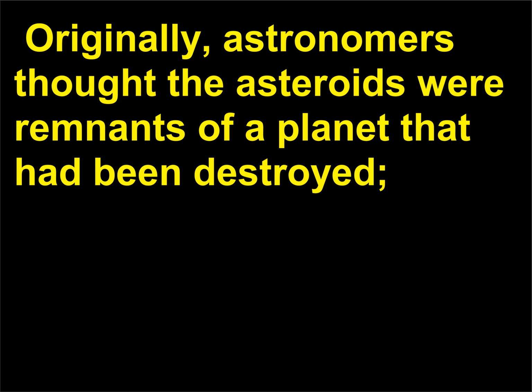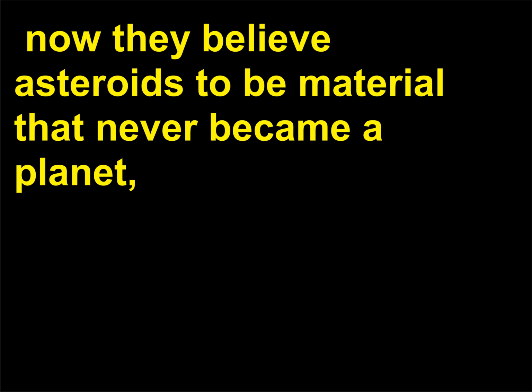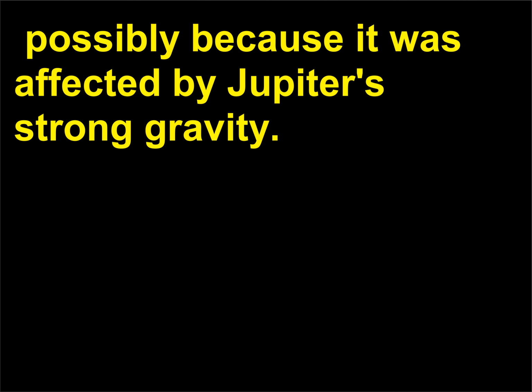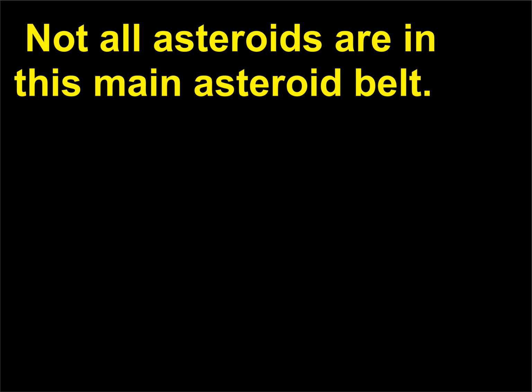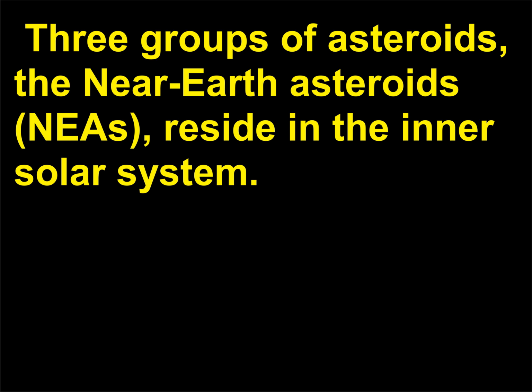Originally, astronomers thought the asteroids were remnants of a planet that had been destroyed. Now they believe asteroids to be material that never became a planet, possibly because it was affected by Jupiter's strong gravity. Not all asteroids are in this main asteroid belt. 3 groups of asteroids, the near-Earth asteroids, NEAs, reside in the inner solar system.